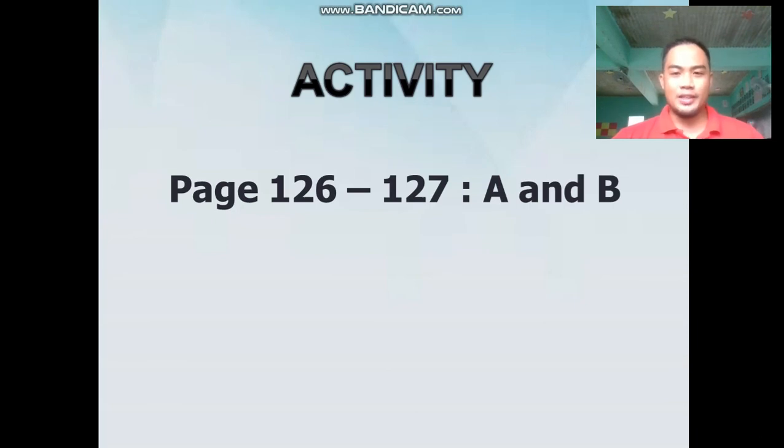Okay, so grade 6 for activity, answer page 126 to 127, letters A and B.